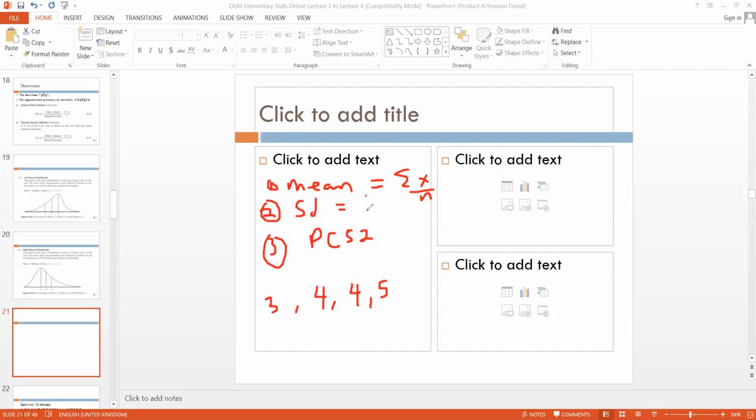Summation x minus mu, square. So please be quick about it.